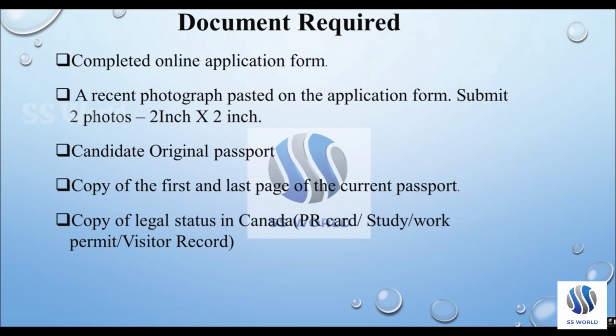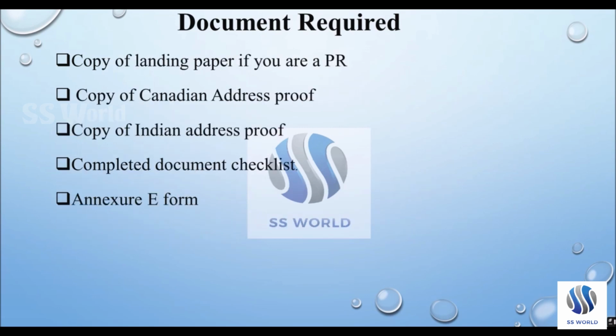Then the copy of the first and last page of the current passport. That also you must take a printout of. As I said before, you must take the original as well as the Xerox copy, right? Then a copy of your legal status in Canada. This also you must take. Suppose you are here under a work permit, then that copy, the original as well as the Xerox copy, both you must take, friends. Next you must take the copy of your landing paper if you are a PR. This also you must have as a Xerox as well as the original copy.